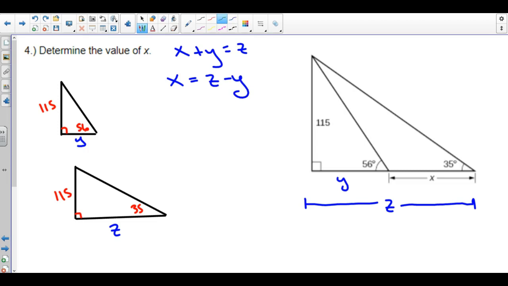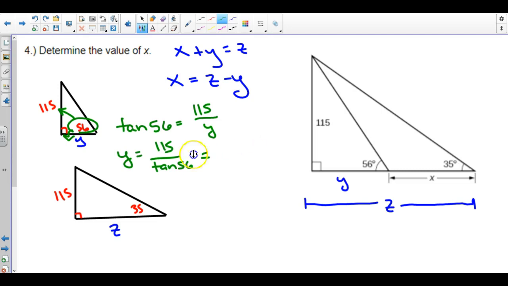So I'm going to do two separate trig calculations here. In this first triangle, 56 is my reference angle. I'm given an opposite side, and I want to find my adjacent. That tells me I'm going to say tan 56 equals 115 over y. Therefore, y is equal to 115 over tan 56. And that ends up being a y value of 77.57.